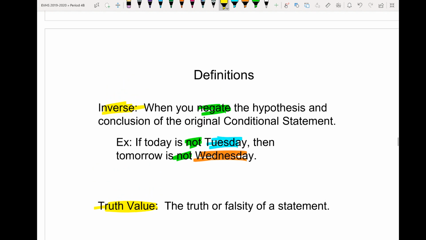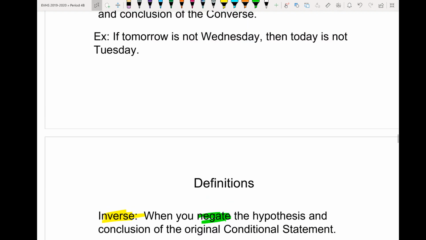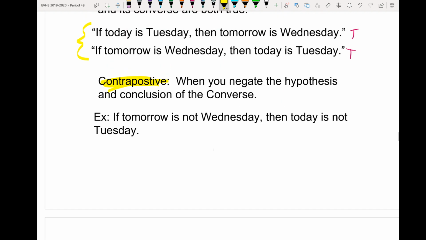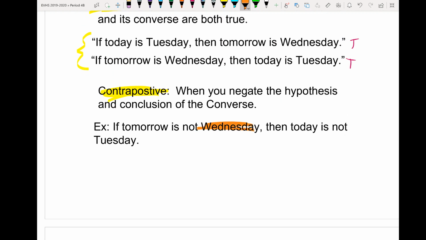Okay, we're going to jump back to contrapositive now. A contrapositive is a funny sounding word, but it's when you negate the hypothesis and conclusion of the converse. So notice on this one, Wednesday comes first, Tuesday comes second, and they both have the nots on them. So basically, a contrapositive can be thought of as the inverse of the converse or the converse of the inverse. Basically, you just do both. Switch them and negate them, and you've got the contrapositive.